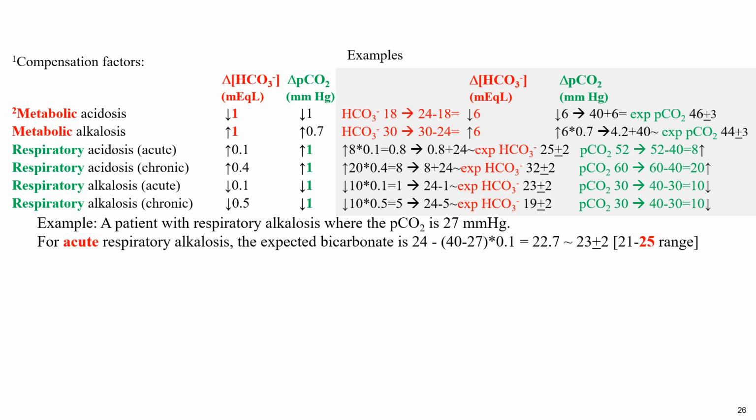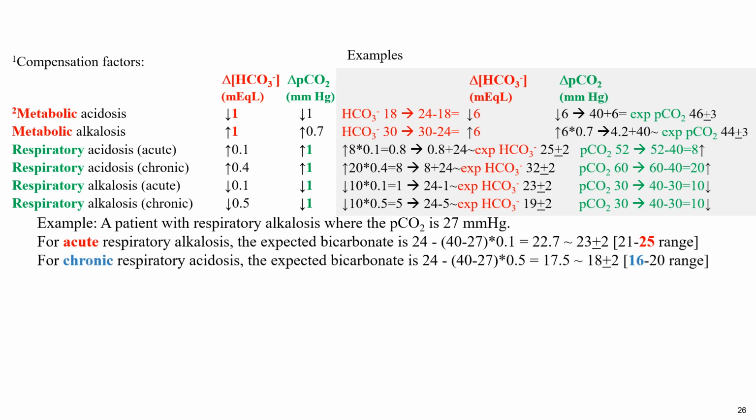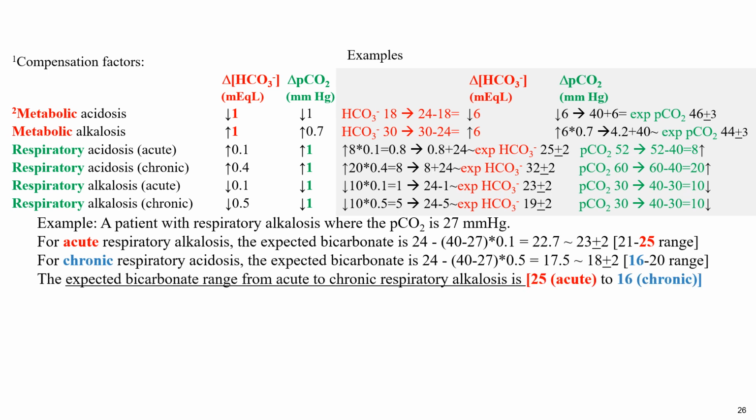For acute respiratory alkalosis, the expected bicarbonate is 24 minus the quantity 40 minus 27 times 0.1, or the range of 21 to 25. For chronic respiratory alkalosis, the expected bicarb is 24 minus the quantity 40 minus 27 times 0.5, or the range of 16 to 20. The expected bicarbonate range from acute to chronic respiratory alkalosis is 25 to 16.